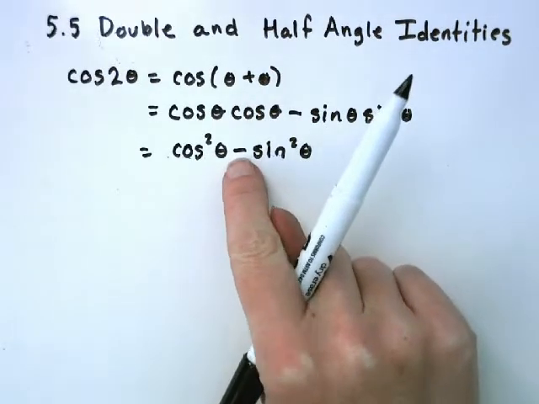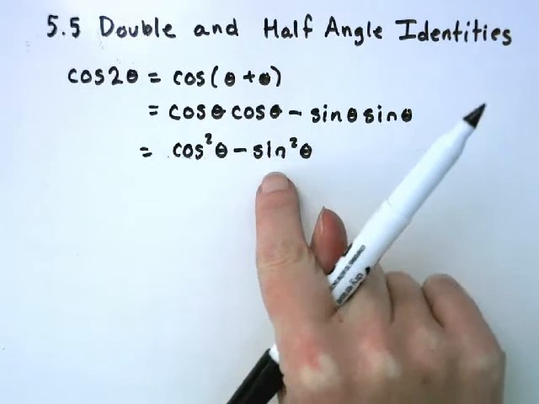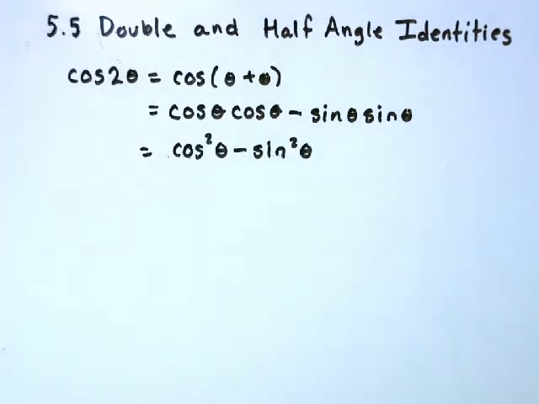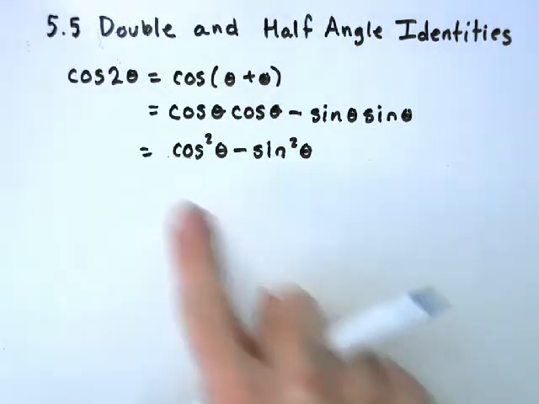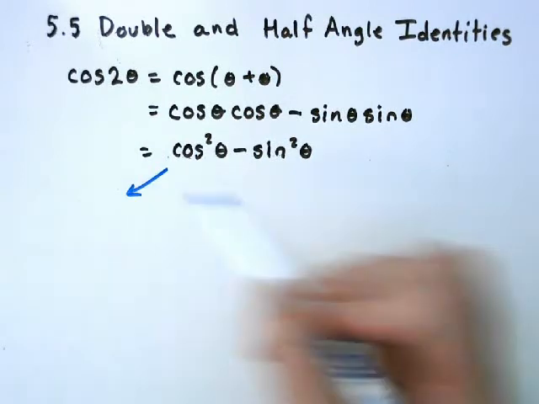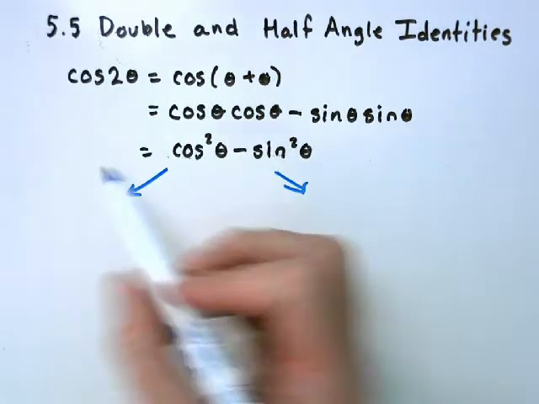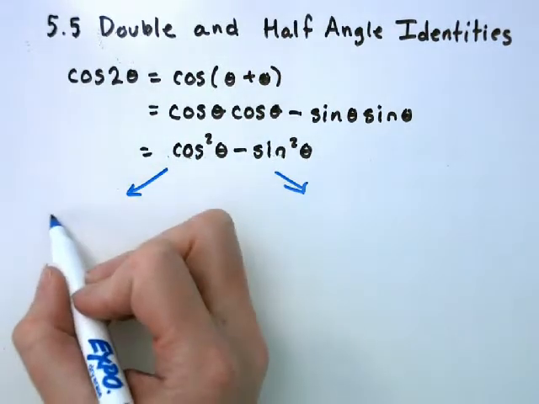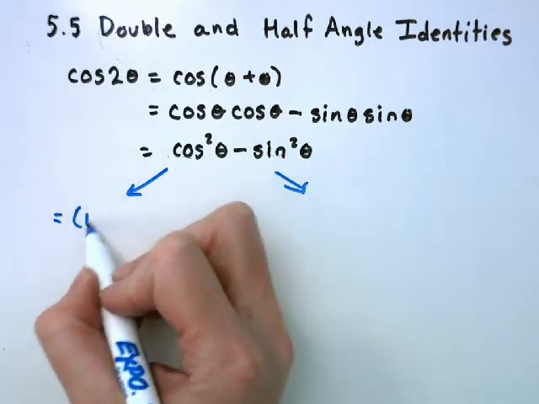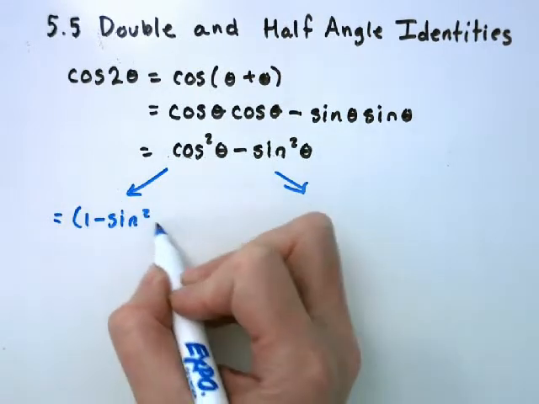Okay, and this is different than the sum. If this was a plus, then it equals 1, but if it's cosine squared minus sine squared, it is the double angle identity for cosine. We do have two variations of this one, and that's if we solve this for sine or solve this for cosine. Okay, so I'm going to take this cosine and replace it with 1 minus sine squared.